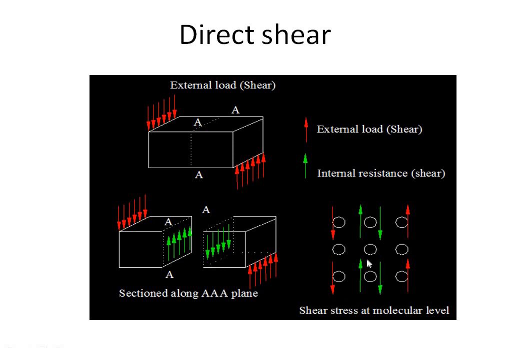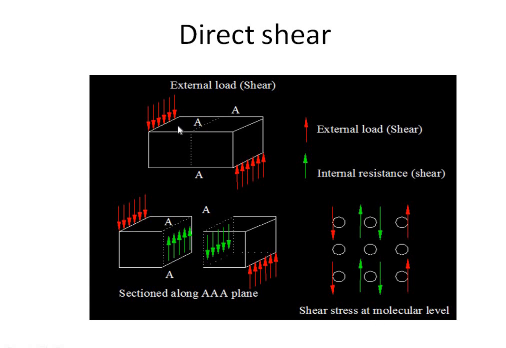So come to the molecular level. So across a molecular layer of arrangement, on one side the forces are acting downwards and on the other side the forces are acting upwards. So to counteract the forces acting downwards at the left end, upward forces are produced, and again to counteract the upward forces at the right end, downward forces are produced. So this is shear, right?